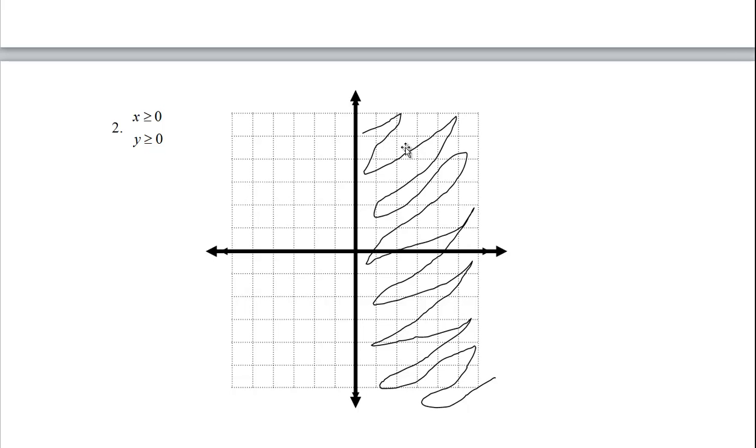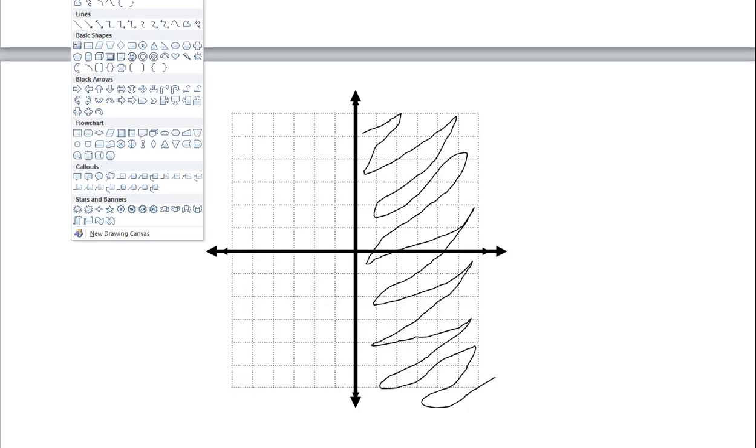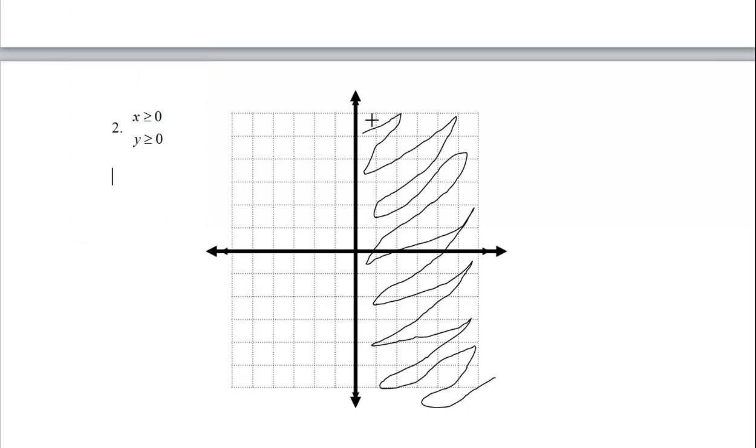Do you see the overlap? Let me go get my squiggle thing. My overlap is in here. And if you think about it, it's going to have a real good time. Whoopsie.